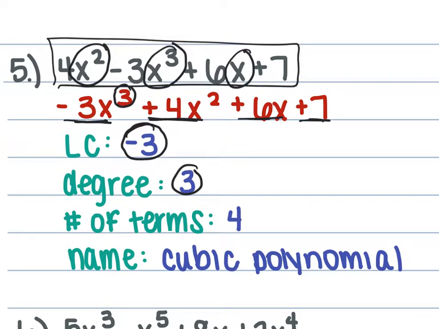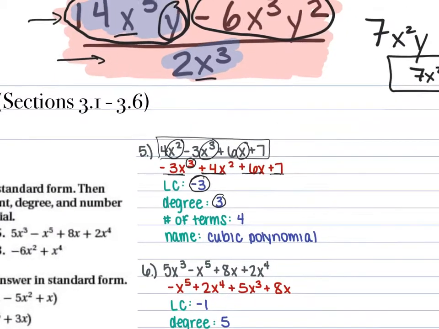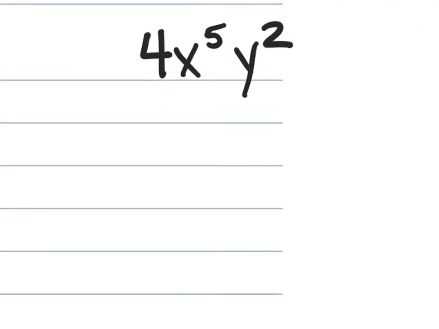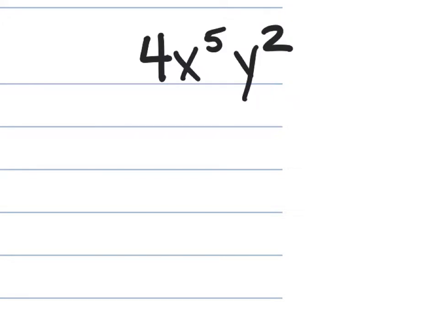Let me show you something else that didn't go very smooth on the quiz. Let's pretend I had something like this. What is the degree of that monomial? You guys can throw it out there, it's all right. It's 7. And it's 7 because we take the two exponents of this one term, there's just one term there, and we add them together.